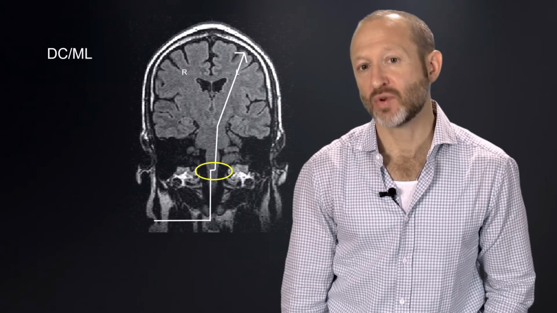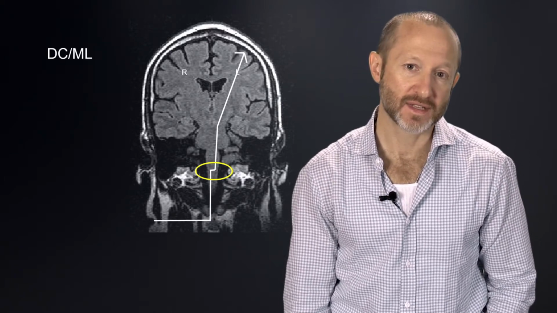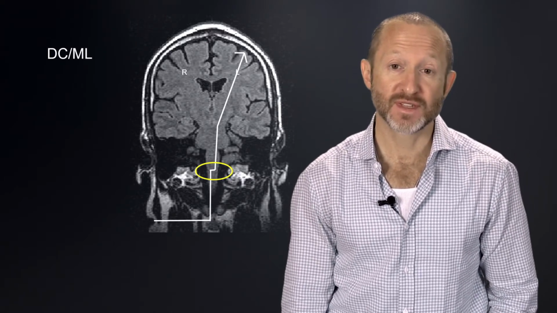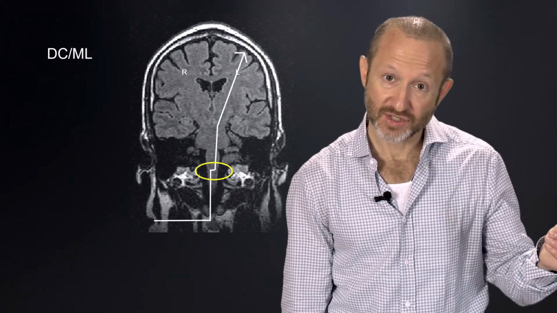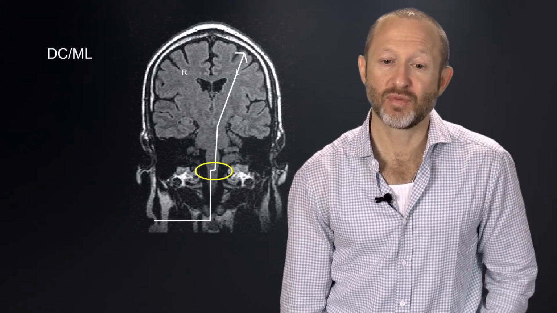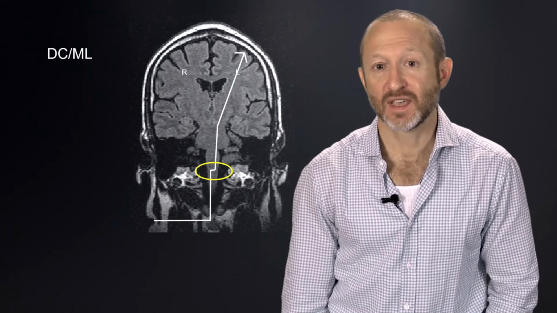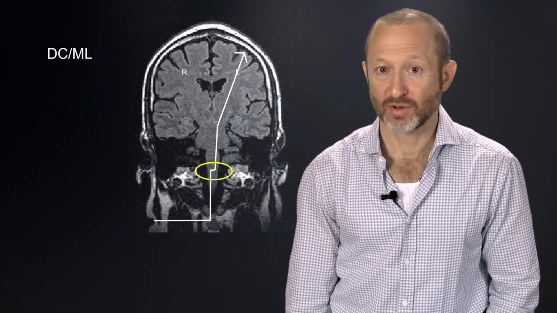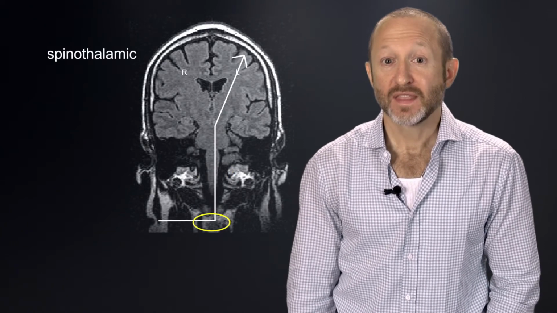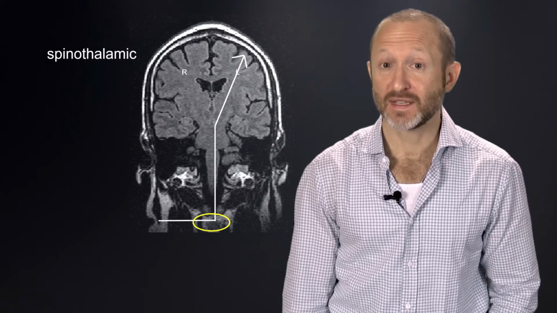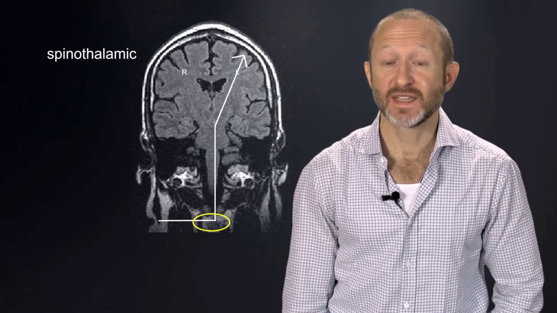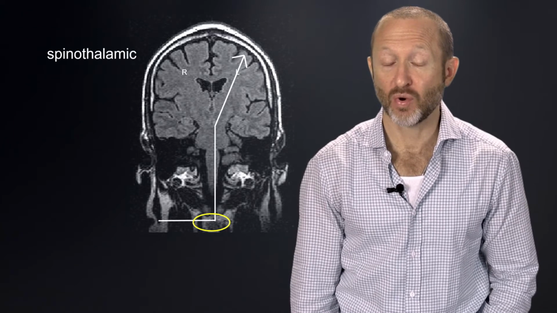Let's focus again on the dorsal column and medial lemniscus tract. It carries vibration and proprioception from peripheral sensation all the way up to the cortex of the brain. It decussates where the brain stem becomes cervical spinal cord. The spinothalamic tract carries pain and temperature. It decussates immediately upon entering the spinal cord.